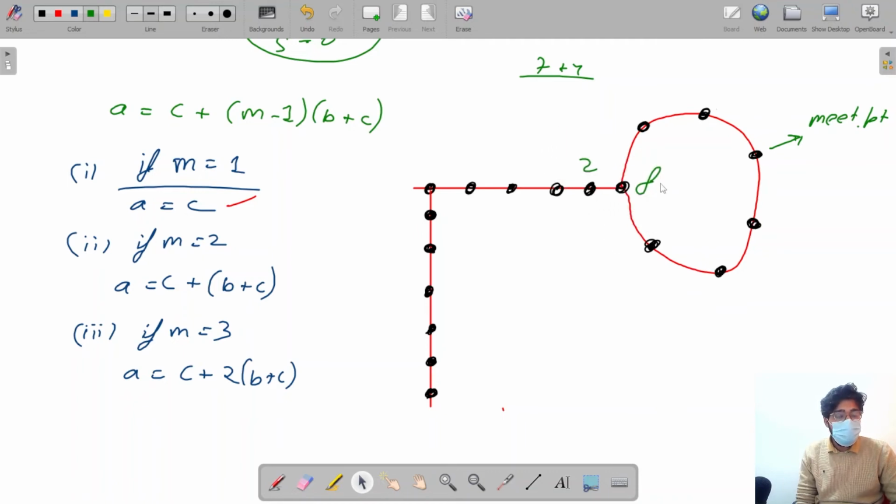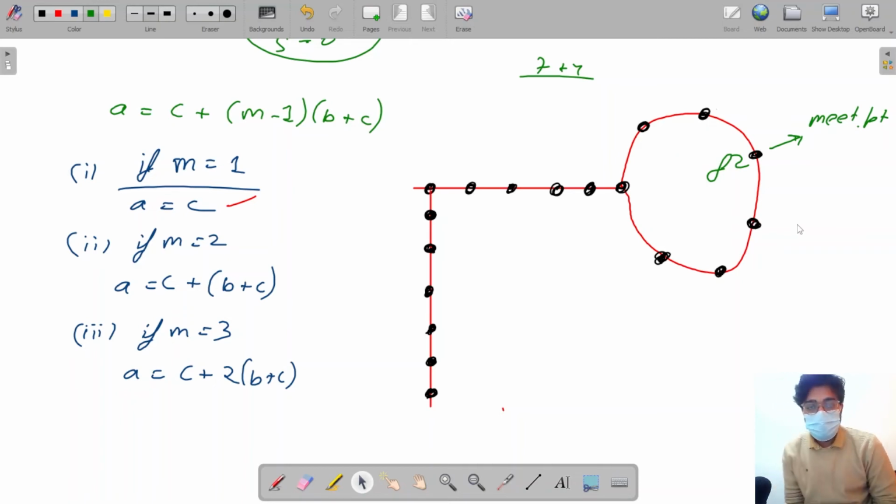Now our F did like 2 rotations, right? 1 and 2. Our F already did 2 rotations. Now check this out. 1 and 2 will go to this. F will go to this. This will go to this. F will go to this, and then this, and then this. Right? We got our meeting point.